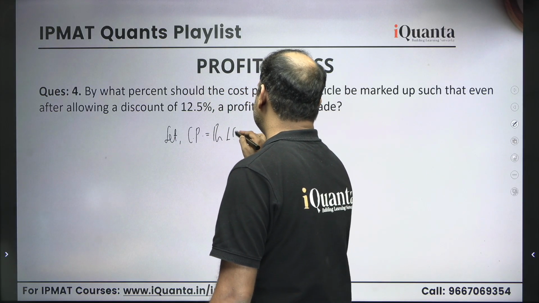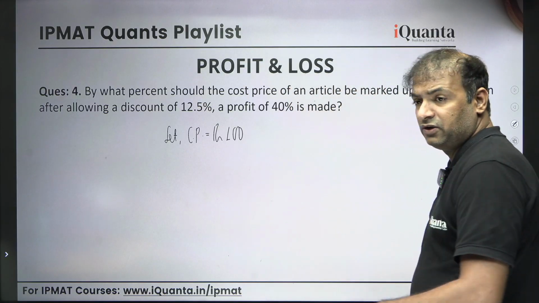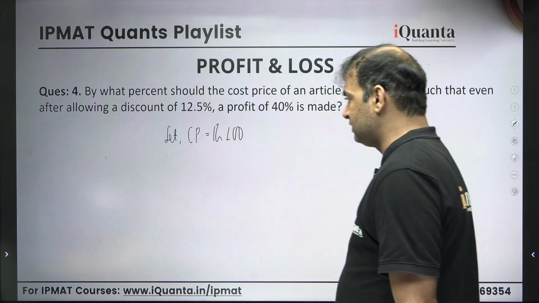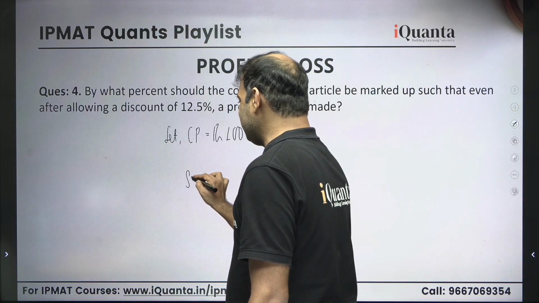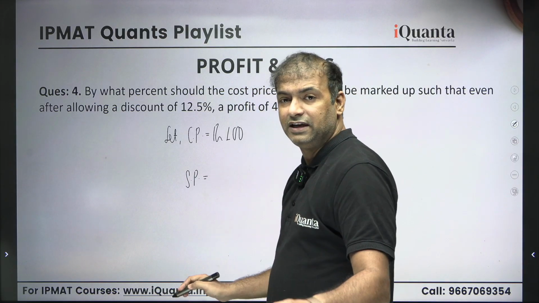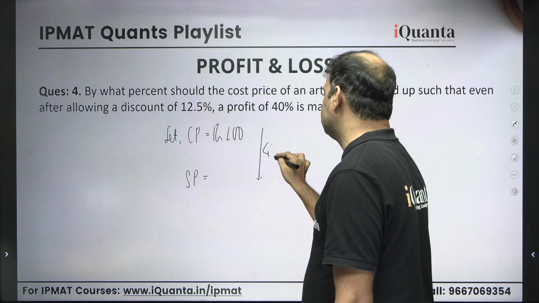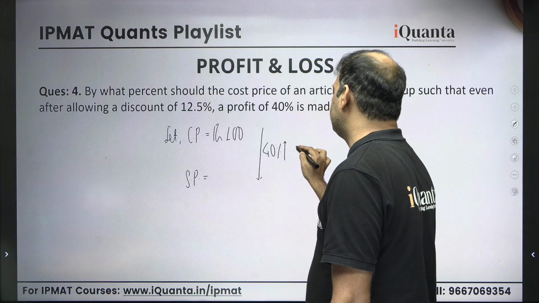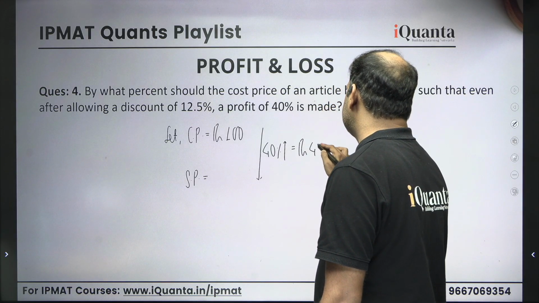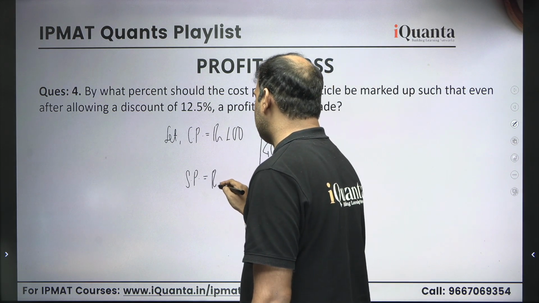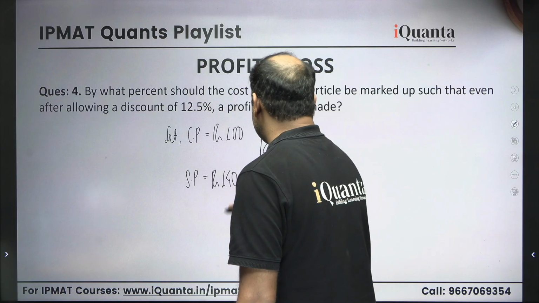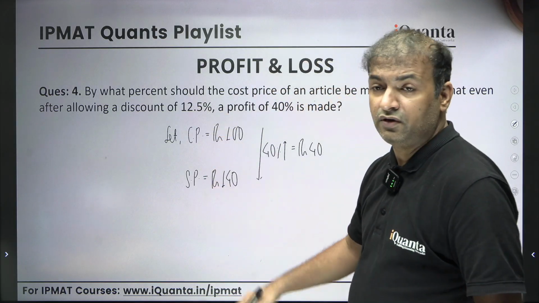Okay, now they are saying that a profit of 40% is made. All right, the profit is 40%. So by this, we can directly obtain the selling price. Okay, 40% is profit. What is 40% of cost 100? We can say it's obviously rupees 40. Okay, that means the selling price should be rupees 140 right now. All right, now they are saying that a discount of 12.5% is given.